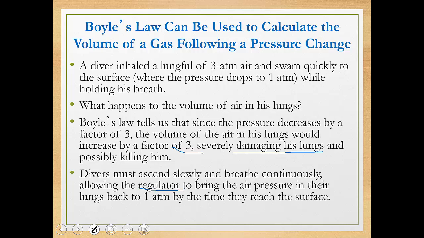Now, there are other reasons for that, too, about gases dissolved in the blood. You may be familiar with the idea of divers having the bends and whatnot, and that has to do with solubility of gas in a liquid. And that was something we talked about in a previous chapter.